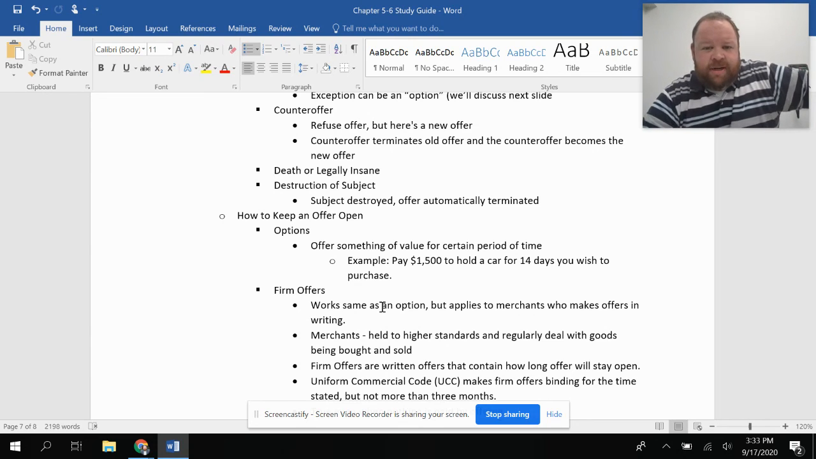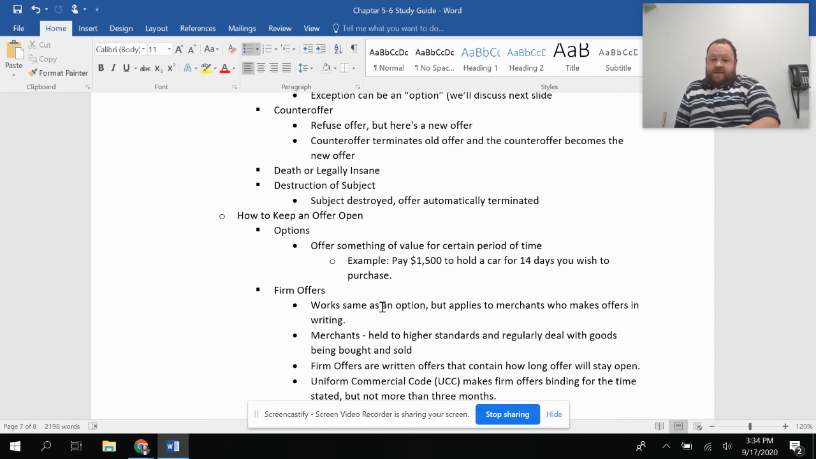So if you want to keep an offer open, one of the ways to do that is looking at options. Say you want to buy a car, but you're not there. You can pay the person $1,500 to hold the car for a few days until you get there and are able to look at it. What this will do is keep them from selling that car from under you. Now, if you get there and you don't like the car, do you have to buy it? No, but you might lose that $1,500.